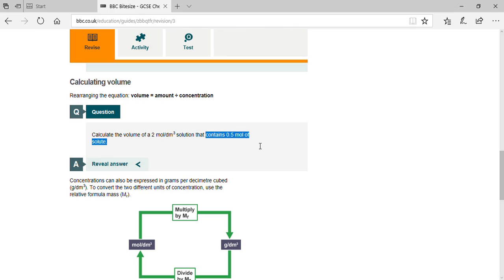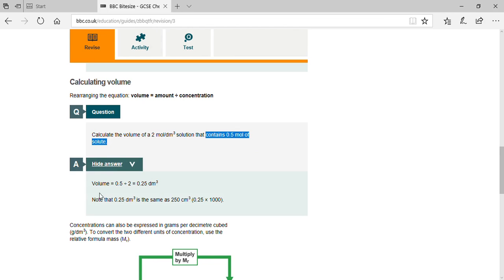Understand, beta? Here I am also showing you the answer. Volume equals 0.5 divided by 2, so you get 0.25 dm³. If you get your volume in dm³, you have to convert it into cm³, so you multiply by 1000. That's the rule.